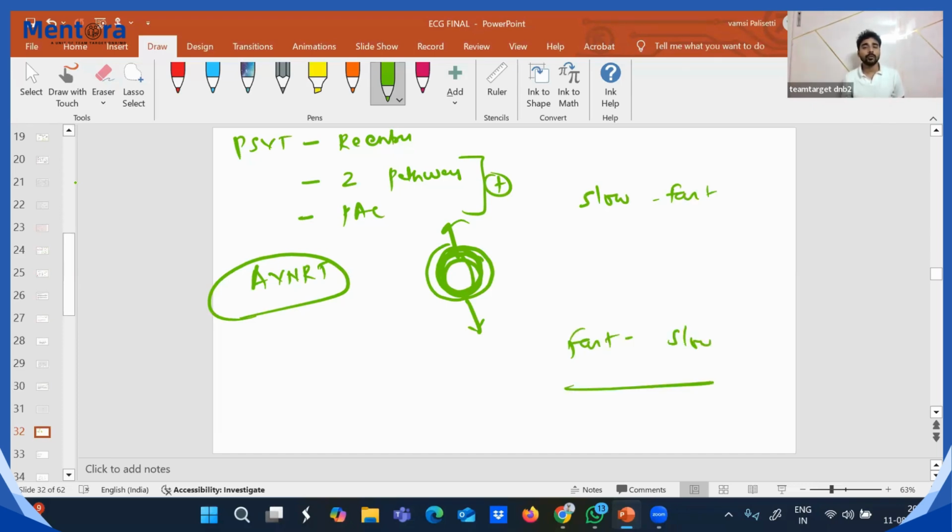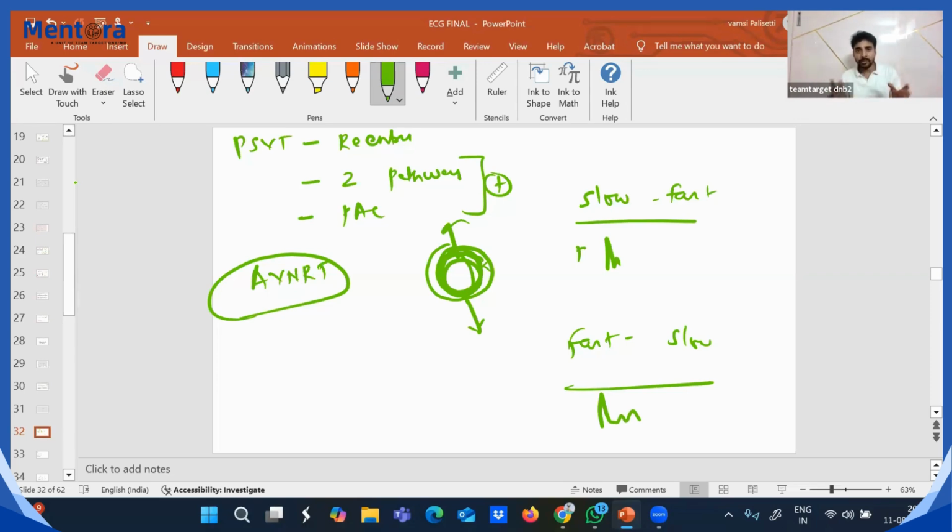In slow fast, retrogradely the atria is also depolarizing immediately after the QRS. So you will get the QRS and a small P wave immediately after the QRS, or maybe you cannot see it also. But in the case of fast slow, QRS, then some time later the P wave, then the T wave. This is the phenomenon. That's it, simple. You identified PSVT: narrow complex, regular, no P waves. Very good.